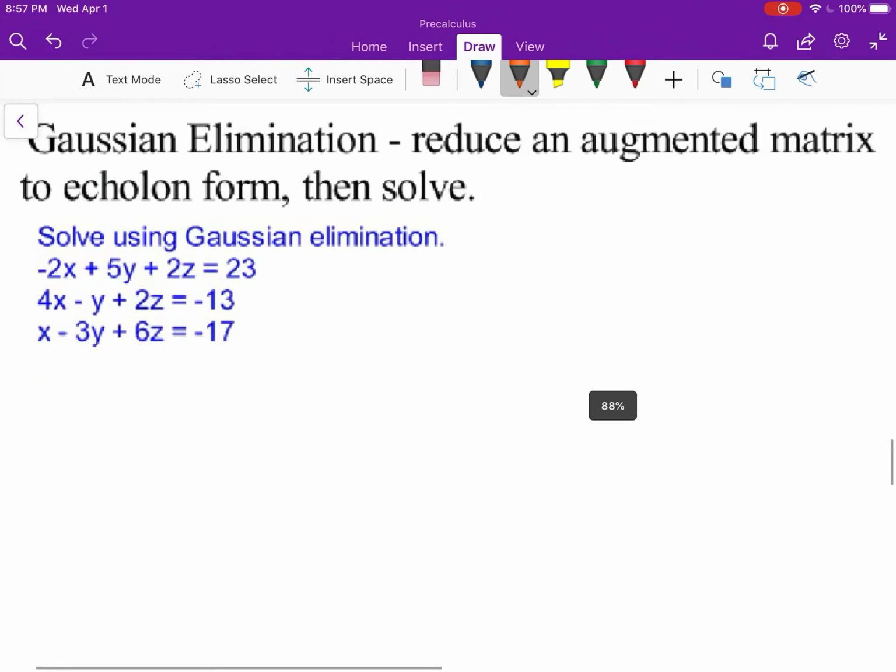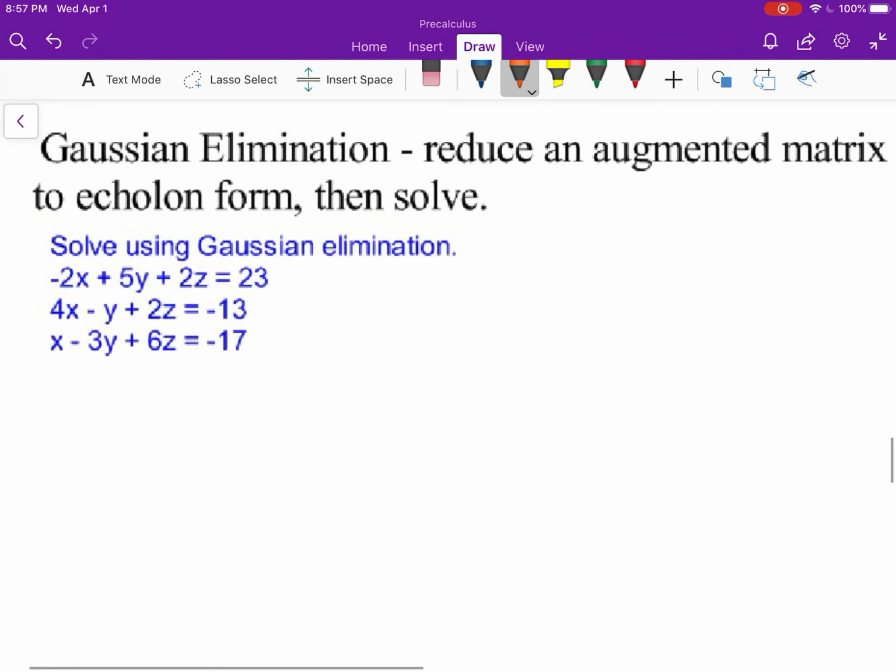So what we're going to do now is this Gaussian elimination, which is really to reduce an augmented matrix to echelon form. And then you solve it. So this is our first one. Be careful. There's nothing really difficult in these. Most mistakes, if there are mistakes made, are because of addition, multiplication, subtraction mistakes, or even just copying things incorrectly. So make sure you're careful.